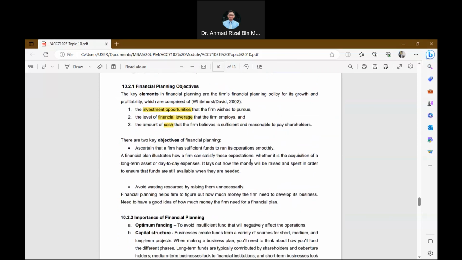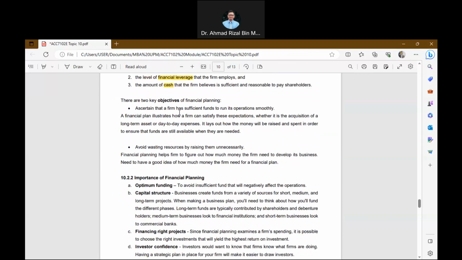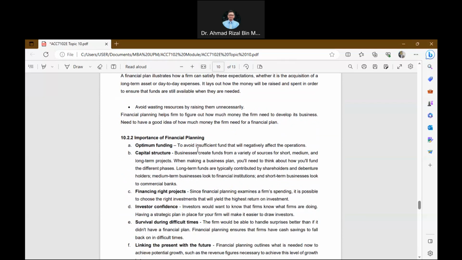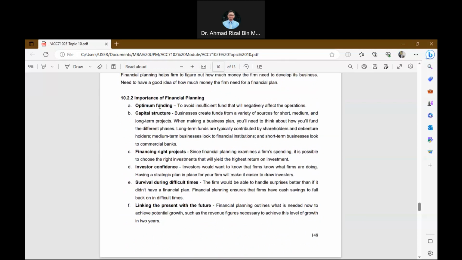And what are examples of objectives of financial planning? The objective of financial planning is, of course, to ascertain that you would have a sufficient amount of funds to operate, and it should be sustainable. The second objective would be to avoid wastage. You do not want to waste resources. Certain raising of capital may not be necessary, so you raise capital only when you really need it. And why is it important? These are among the points of the importance of financial planning in terms of optimal funding.